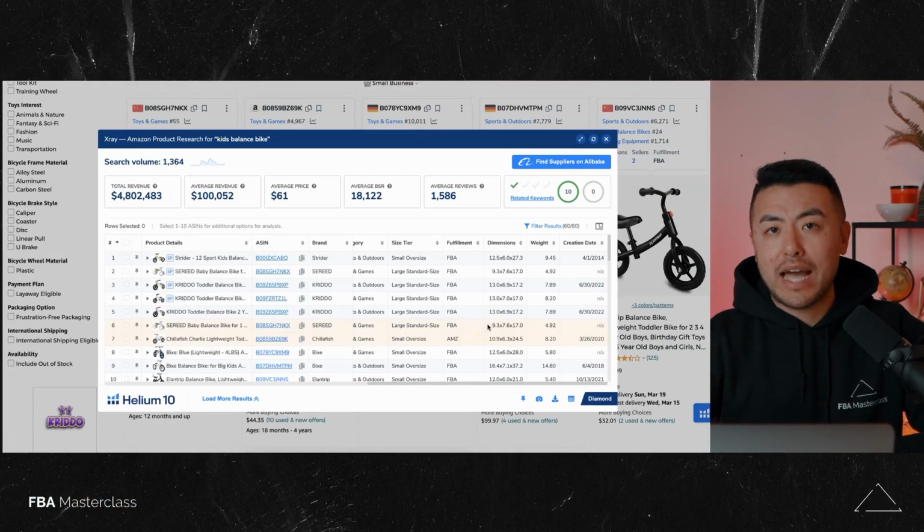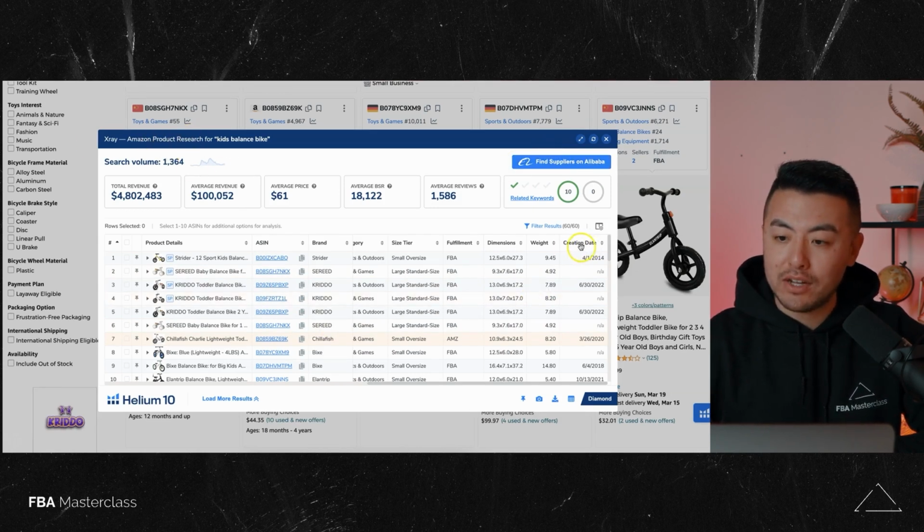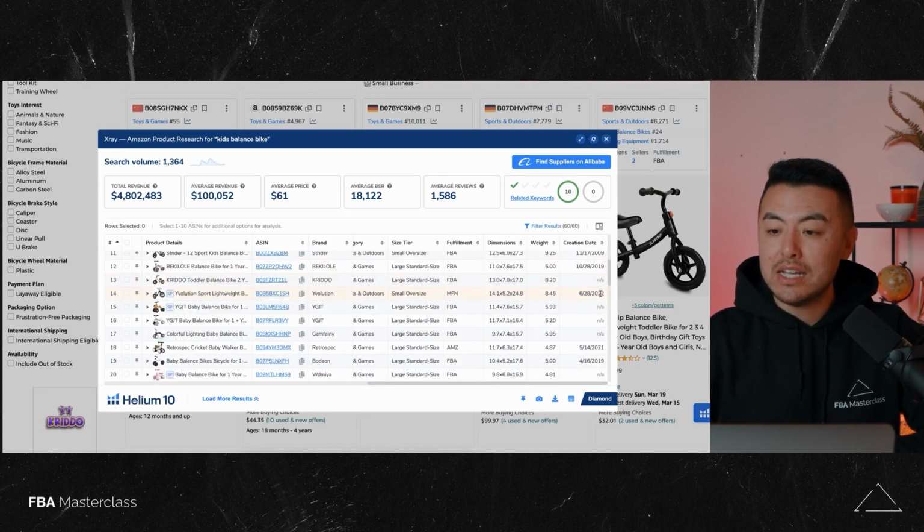Another thing I sometimes look at is the creation date, or the date that this listing went live on Amazon. So if you open up Helium 10 again and open up X-Ray product research, go to the very right under product, under the creation date, you can see that some of these were back in 2014. Some of these are 2018. So what does that tell you?